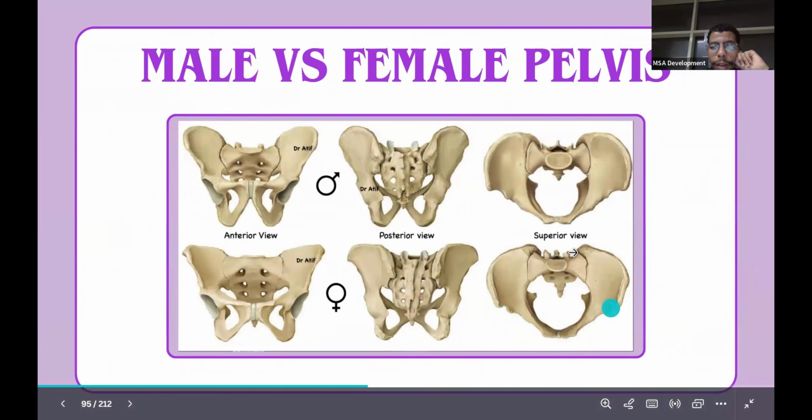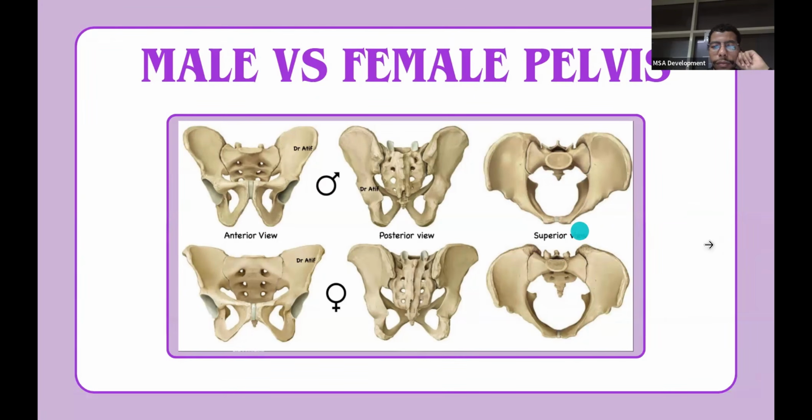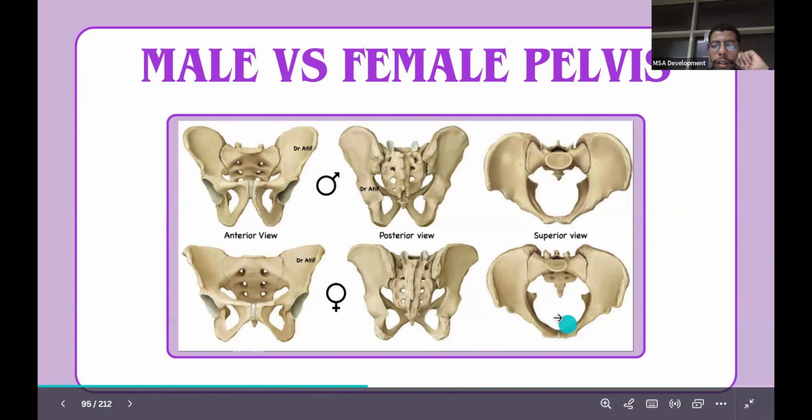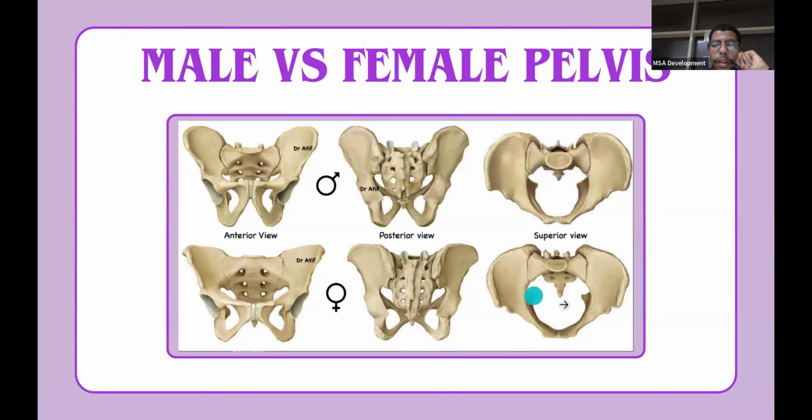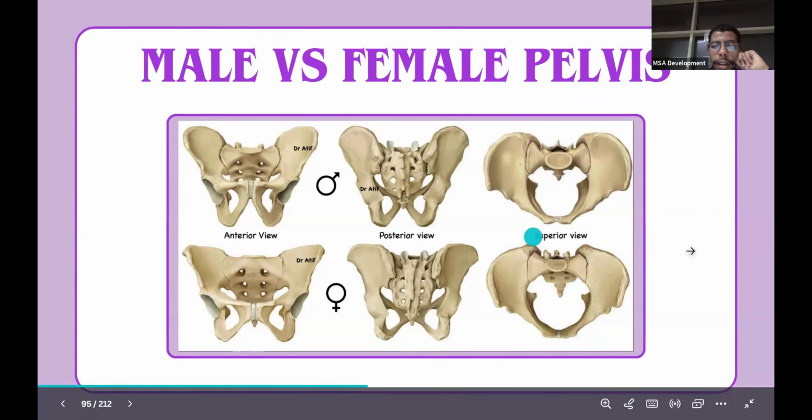And the pelvic inlet in females is a lot wider than in males here. Can you see how small it is? So basically, females have a bigger Mickey Mouse face than males. The Mickey Mouse in males is smaller than in females.